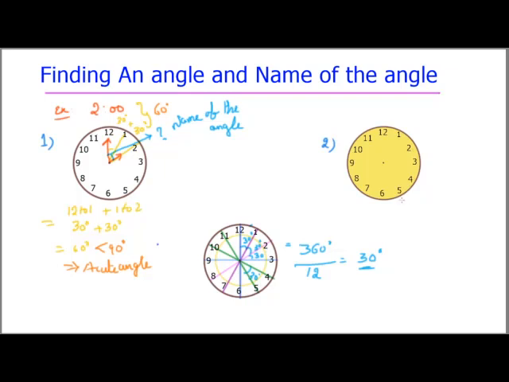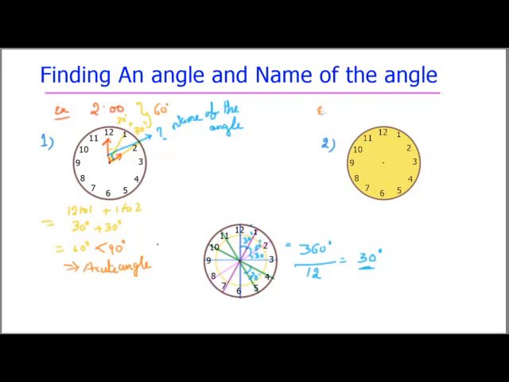Now if they are given correct time, 2 o'clock, 3 o'clock like that, we take the correct time. If they are given as 2:30 or 3:30 or 4:30, what happens at 30? The hours hand will come in the middle of the numbers.